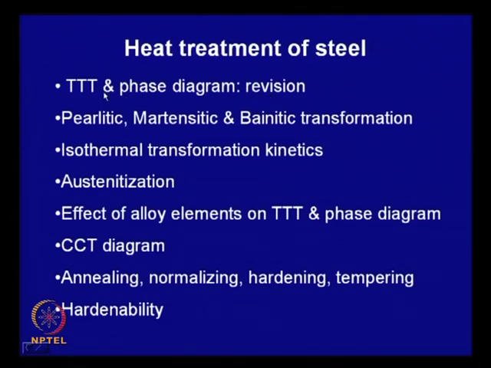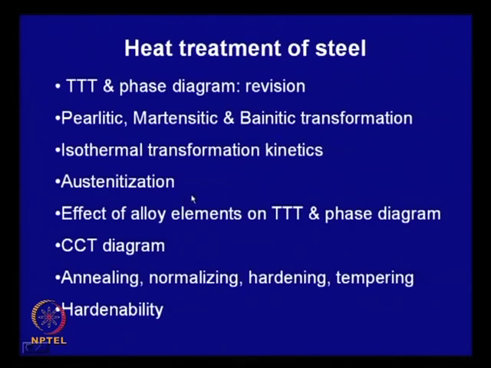We talked about phase diagram, we talked about time temperature transformation diagram. We will see that in these time temperature diagrams there are 3 distinct regions, and basically you can get 3 distinct types of properties or microstructural features. Say one is pearlite, another is martensite, and in between you get a bainite type of structure. We will look at the isothermal kinetics of that process, and any heat treatment that you do.